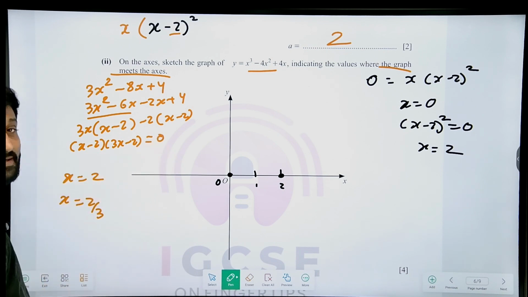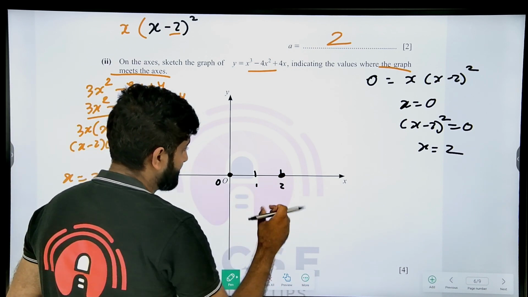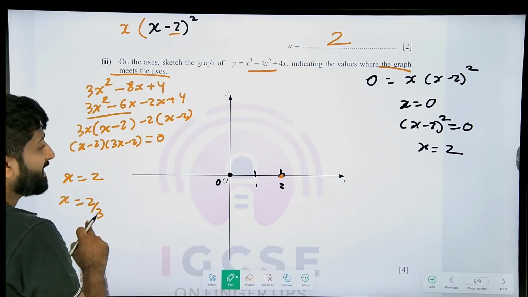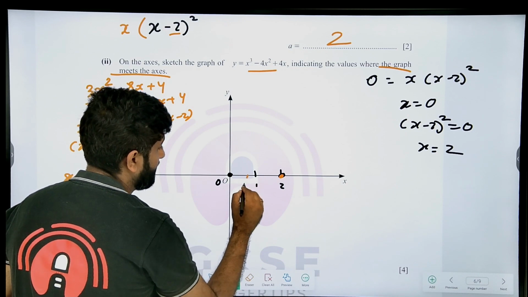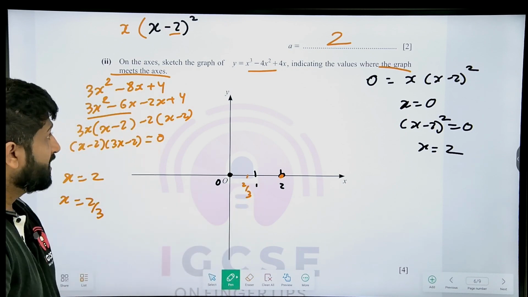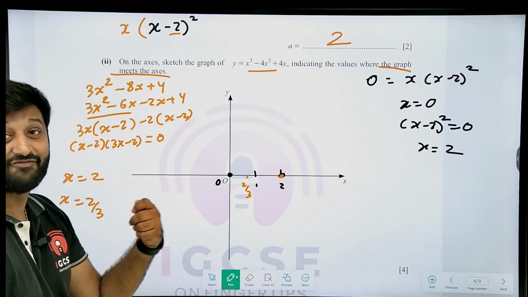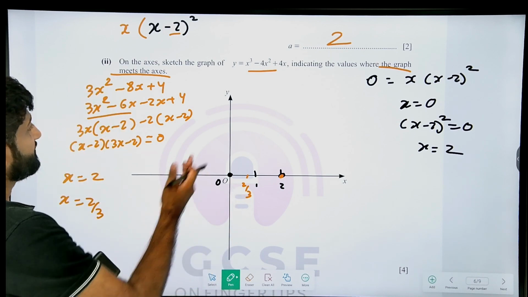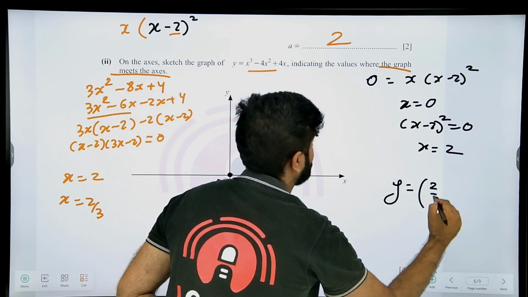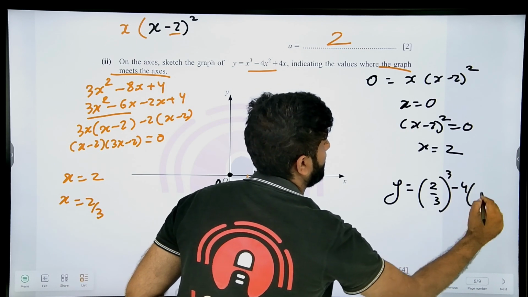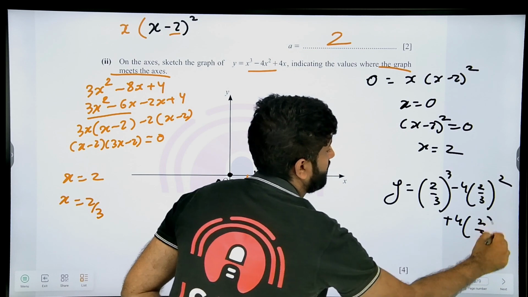Guys, these are my turning points. So x equals 2, this is a turning point, right? And 2 by 3, which is 0.667. There is one more turning point somewhere over here, right? Now, what is the value of y when x is 2 by 3? Let us find that. So y equals 2 by 3 cube minus 4 into 2 by 3 square plus 4 into 2 by 3.